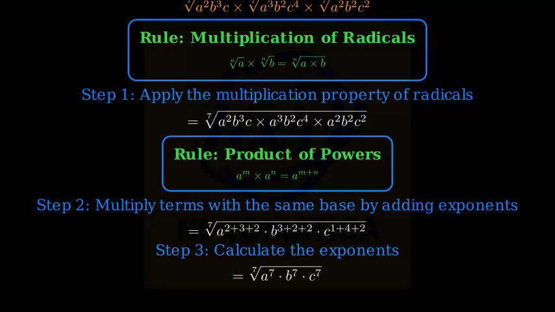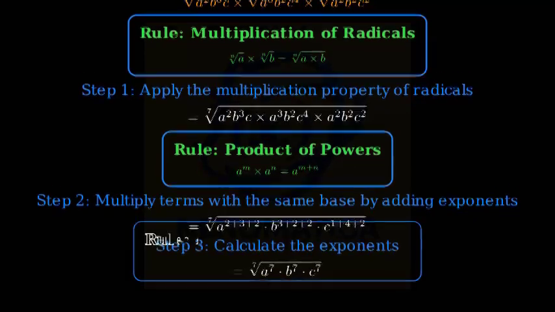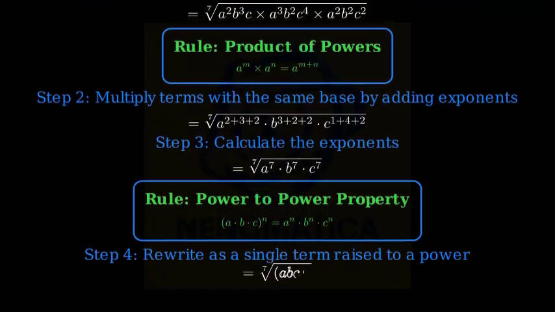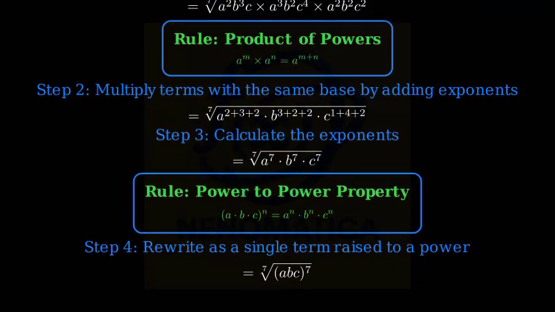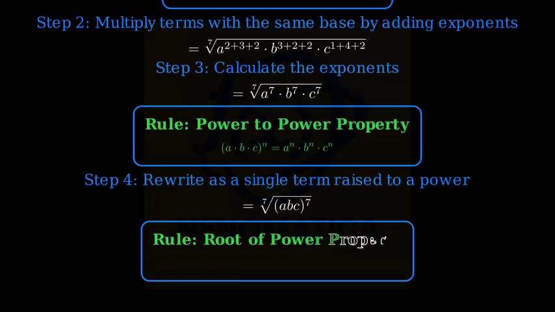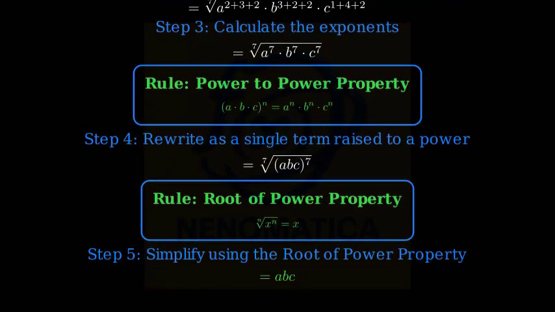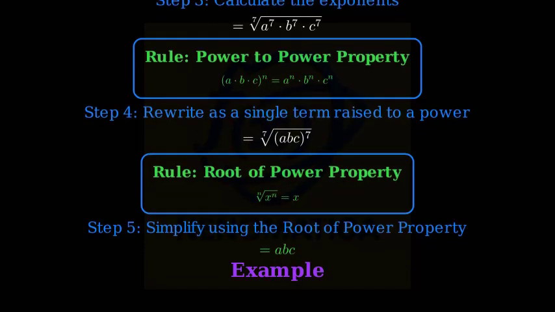For our next step, we can rewrite our expression as the seventh root of a times b times c, all raised to the 7th power. Finally, when we have an nth root of a value raised to the nth power, they cancel out. The seventh root of a value raised to the 7th power is just the value itself. Now, let's move on to our second example.